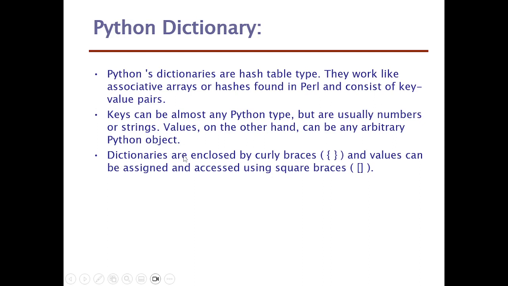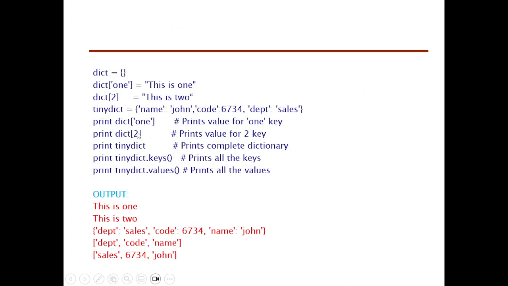Dictionaries are enclosed by curly braces, so they are different. For the list we have the brackets, for the tuples we have the parentheses, and for the Python dictionary we have curly braces. Values can be assigned and accessed using square braces. So this is the example of the dict. We have the dict, then dict 1, this is 1, dict 2, this is 2. So these are the examples.